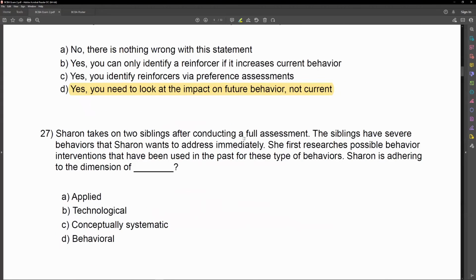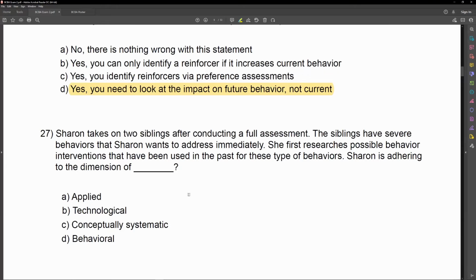Sharon takes on 2 siblings after conducting a full assessment. The siblings have severe behaviors that Sharon wants to address immediately. She first researches possible behavior interventions that have been used in the past for these type of behaviors. Sharon is adhering to the dimension of what? So what is Sharon doing? Okay, Sharon wants to make sure she is staying relevant with her research. She's looking at behavior interventions that have been used in the past. So past behavior analytic research. When we adhere to past research or to behavior analytic principles, what dimension are we looking at?